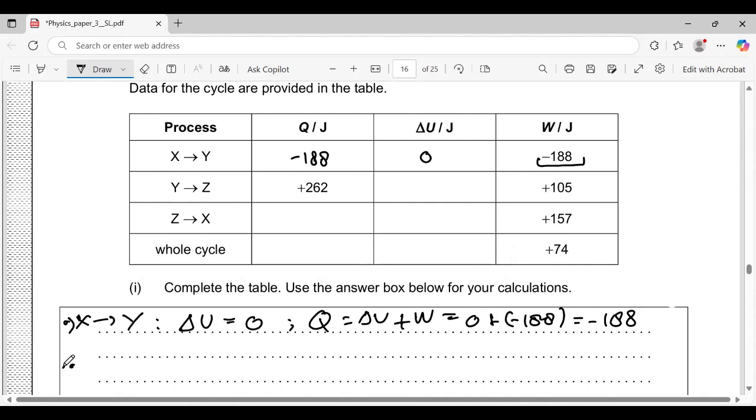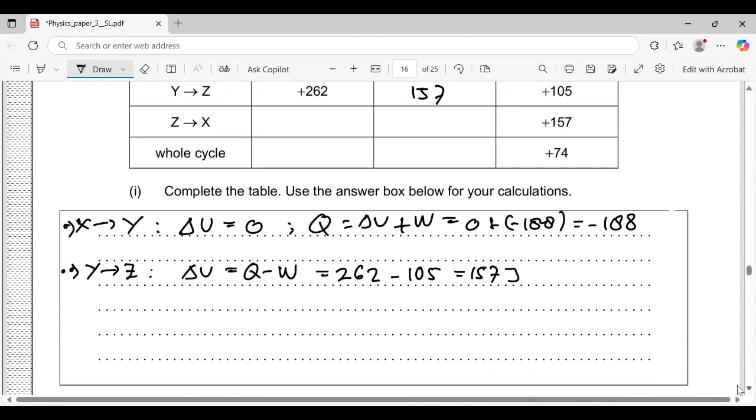Now, Y to C, we are going to determine delta U. Q is 262, and W is 105. So delta U equals Q minus W, 262 minus 105. It is 157 joules. And after that, Z to X.